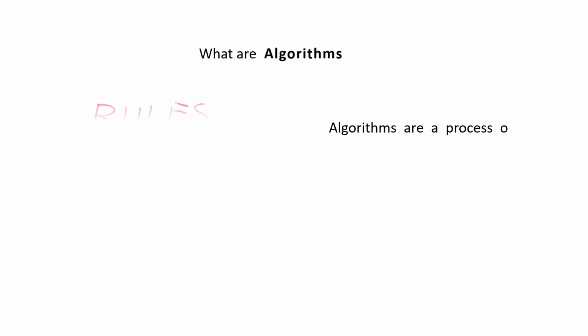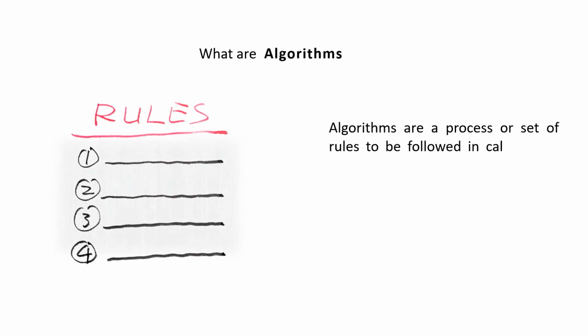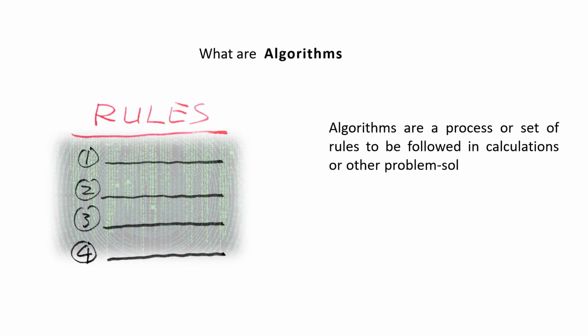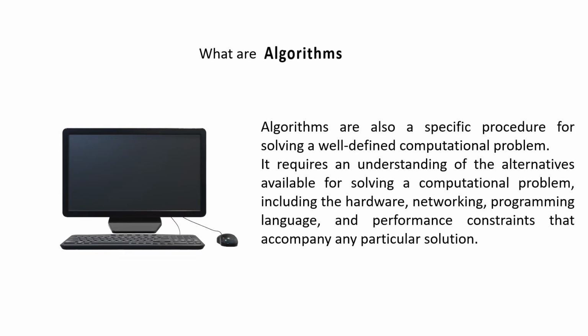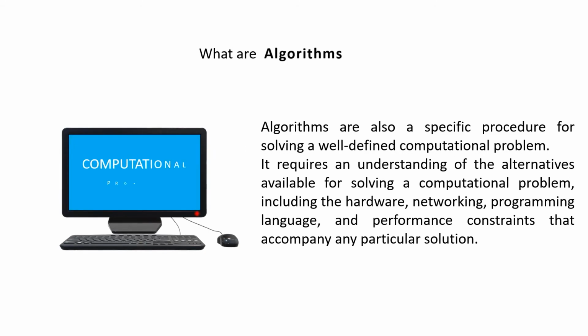Let's now understand about algorithms. What are algorithms? Algorithms are a process or set of rules to be followed in calculations or other problem-solving operations, especially by a computer. Algorithms are also a specific procedure for solving a well-defined computational problem.